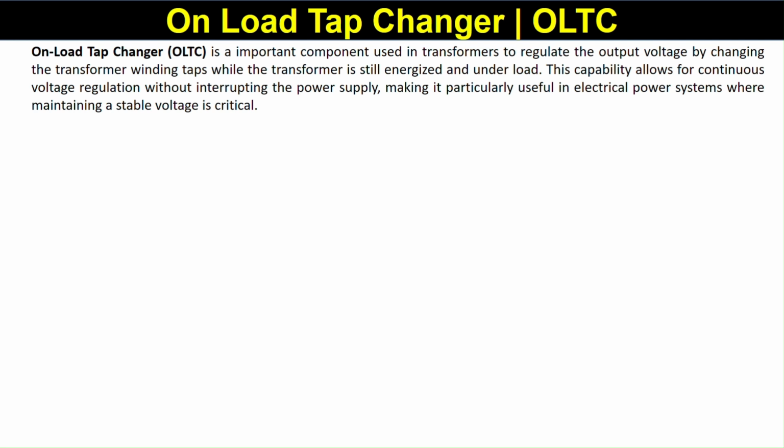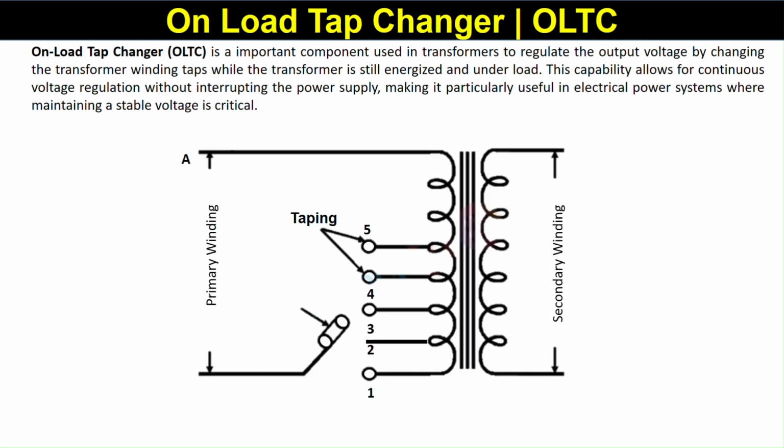I will show the diagram of OLTC. This is the OLTC diagram. These are the tappings. With the help of these tappings, we can change the number of turns on the primary side. I am saying here primary side and secondary side. You should understand that the primary side is the higher voltage side and the secondary side is the lower voltage side.